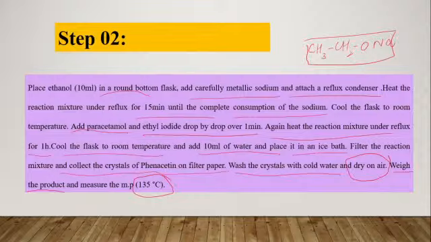So this is the procedure to get phenacetin by two-step synthesis. In the first step we will get paracetamol, and after paracetamol, by using the Williamson ether synthesis mechanism, we will get our required product, that is phenacetin.